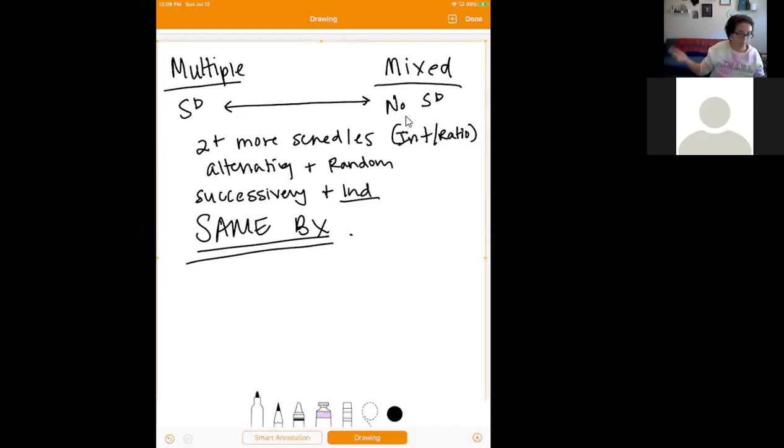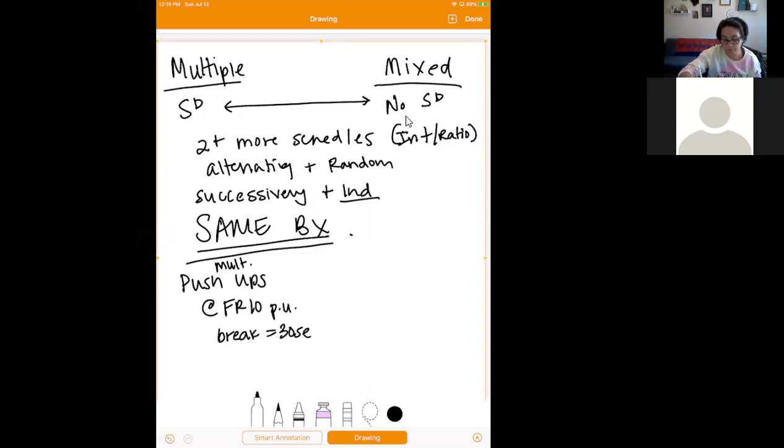So, example that I came up with for this one was push-ups. Push-ups, right? At home, this is for multiple. Multiple means that there's an SD. So there is signal of reinforcement. So you're going to reinforce yourself and you know when it's coming. So at FR10, so a fixed ratio of 10 push-ups, right? You give yourself a break. That's reinforcement.